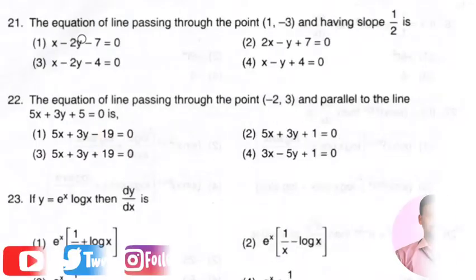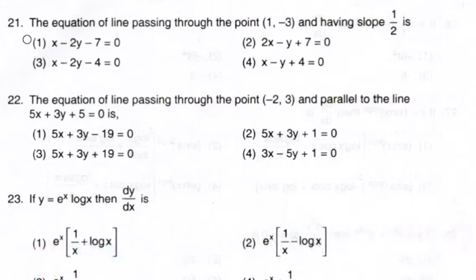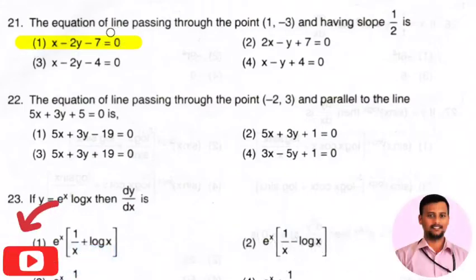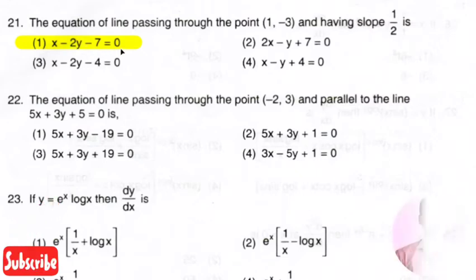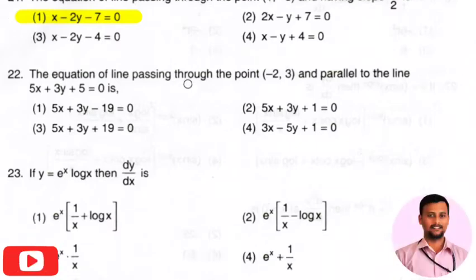And the next question in the applied mathematics section is: the equation of a line passing through the point (1, -3) and having slope 1/2. The right answer is option 1, that is, the equation of the line will be x - 2y - 7 = 0. So this is the equation of a line passing through the point (1, -3).